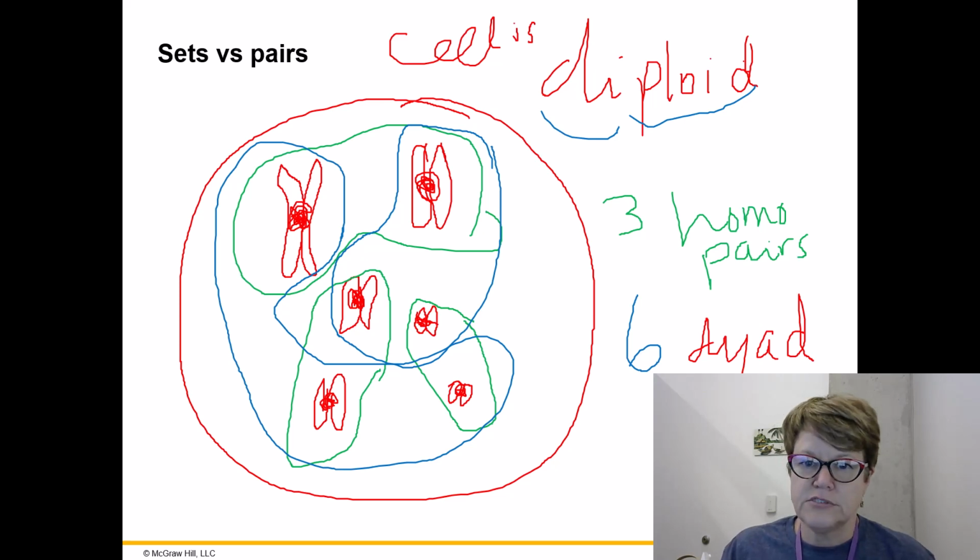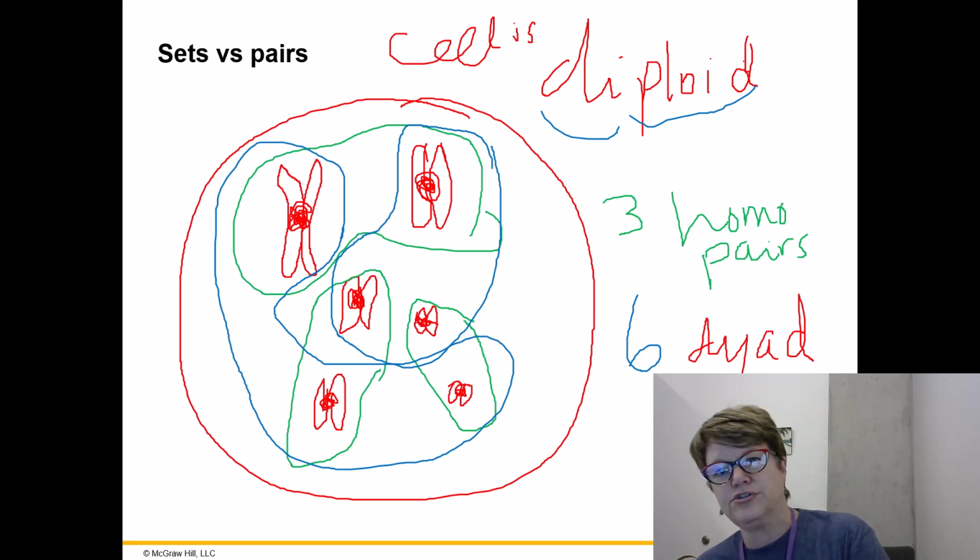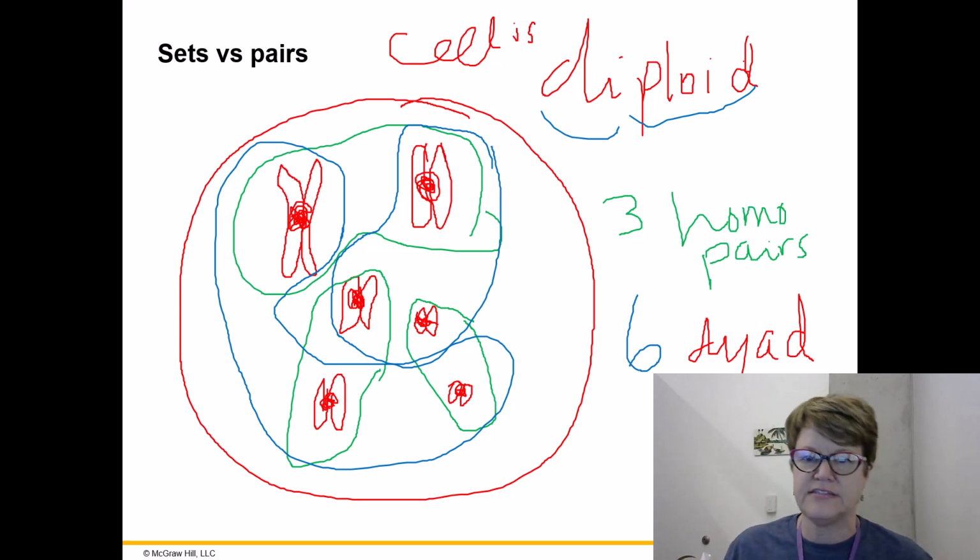Right. So hopefully that makes sense. And then whether the chromosomes are in the monad form or the dyad form, that just depends on what is happening in that cell at that particular time. Is the cell in G1 before replication, or is it in G2 after replication? Then that's a different issue. All right. So I hope that makes sense.